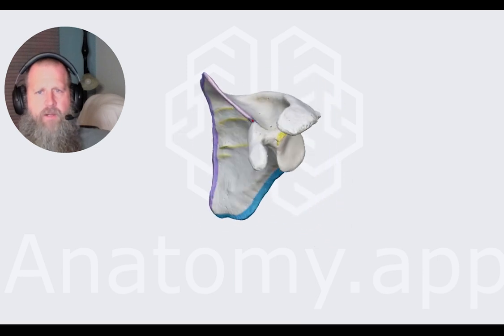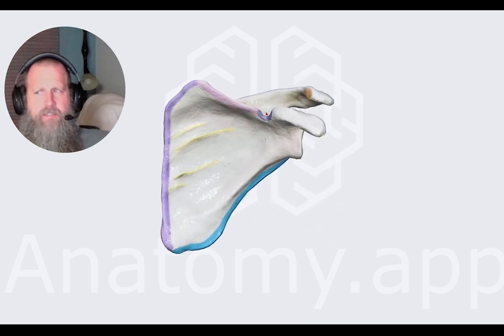Okay, so if we go ahead and spin this around, we look at the anterior side. So remember, this is the front side or the anterior side. This is known as the subscapular fossa, and these are known as oblique ridges in that subscapular fossa.